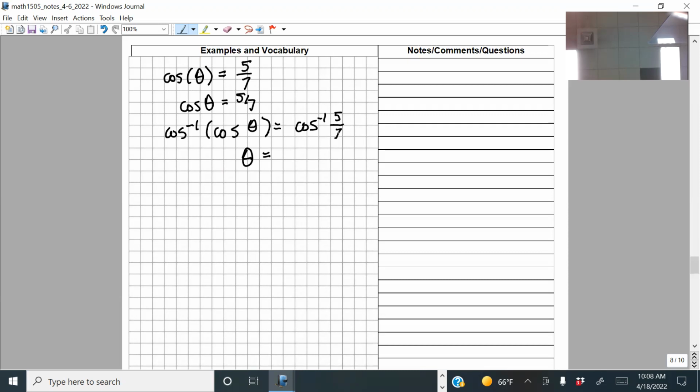And since this is not a special angle, as I mentioned, we know theta is not a special angle, right? We're gonna have to rely on our calculator. So you're gonna have to punch 5/7 into your calculator, and then apply cosine inverse on your calculator to that, and get a decimal approximation here. What does your calculator say?